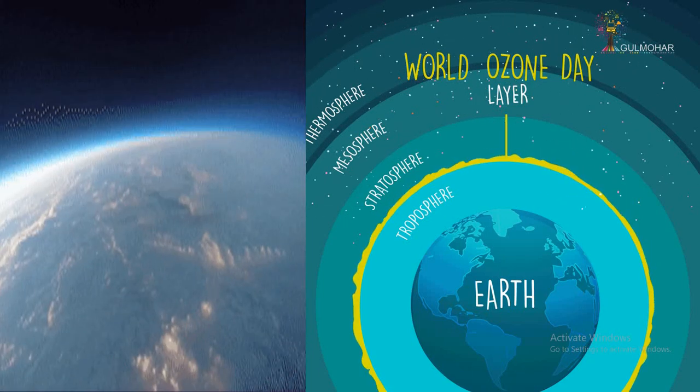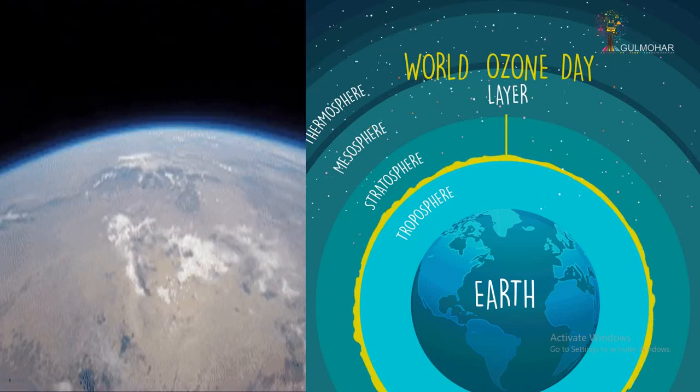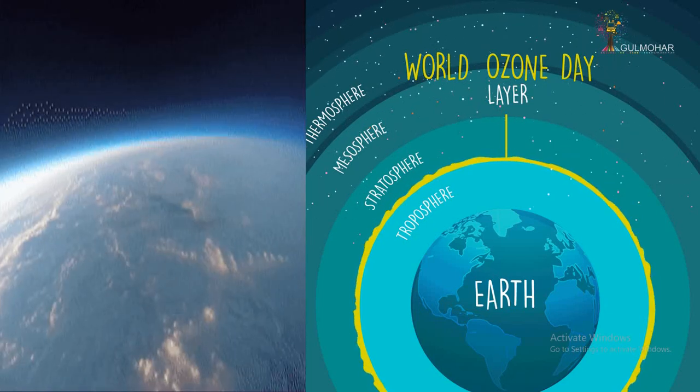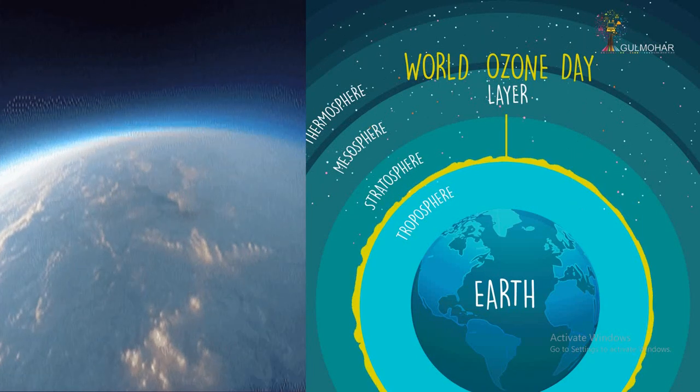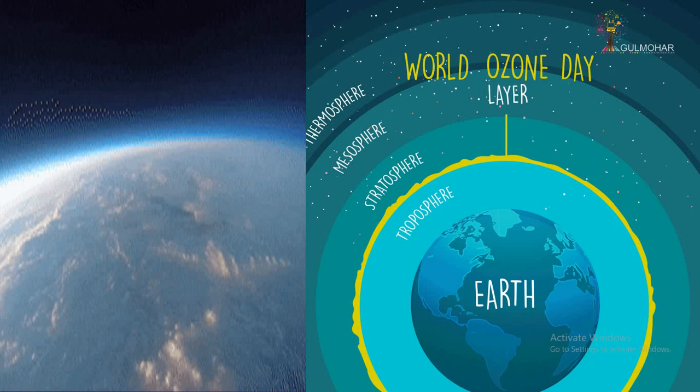Okay children, you can see the ozone layer over here, and it covers and protects the earth without harming it by the radiations.